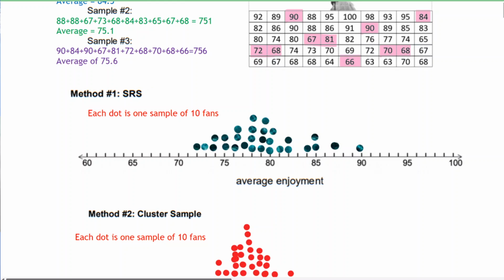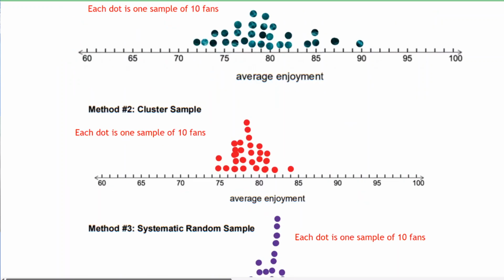So just like yesterday, the SRS, although it is centered right around 80, the variation here is very large. So if we had just one average to go on, we shouldn't feel too confident that we're actually close to the true average enjoyment. Now, if we take a look at the cluster sample, this is the cluster sample that one of my classes did. This is a little bit better.